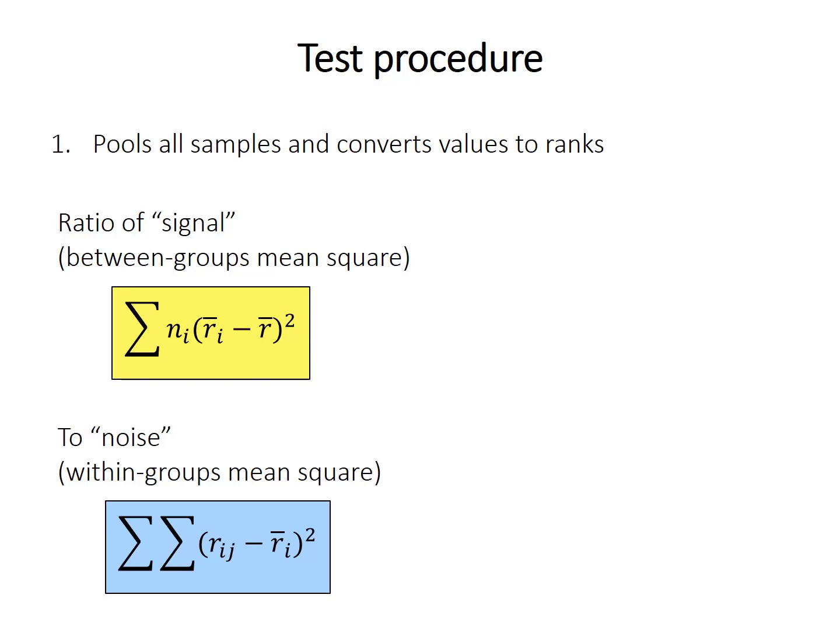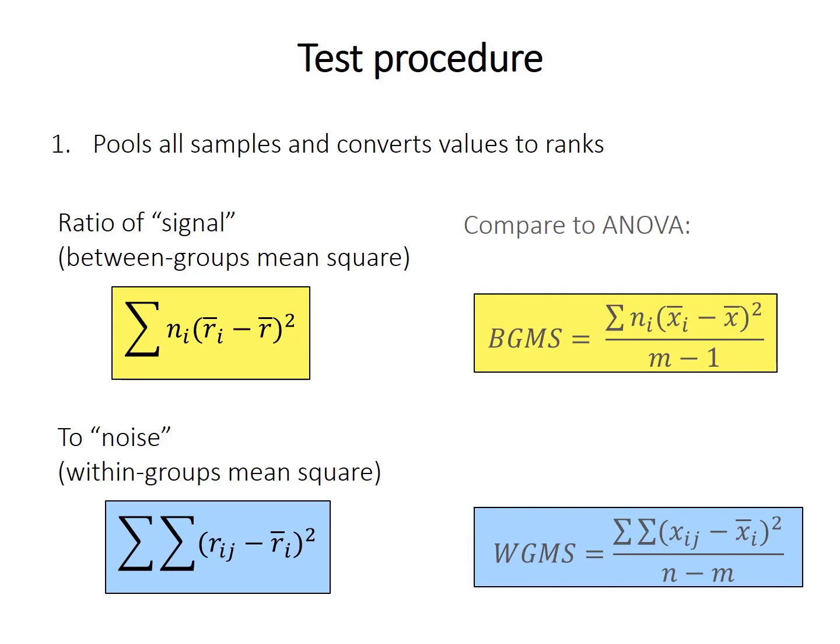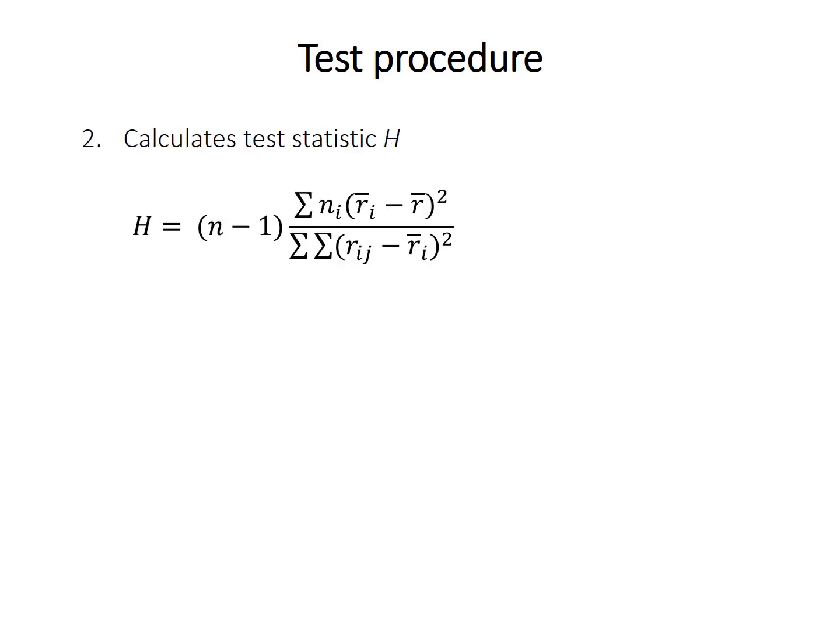With these formulas here, if you compare them to ANOVA for the between groups and within groups mean square, you can see the similarities. We're just performing ANOVA here, but instead of the data, we're using the ranks. And like ANOVA, the test statistic, which is called H here, is the ratio of those two values. The signal was essentially the between ranks mean square, and the noise the within ranks mean square.